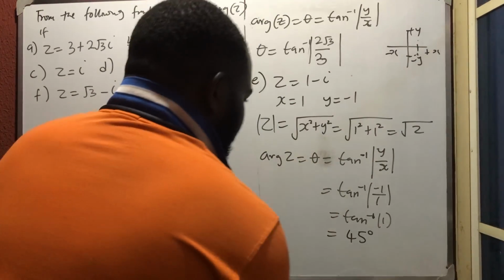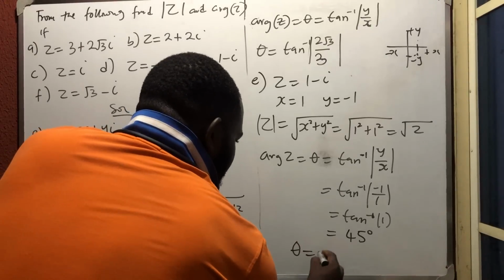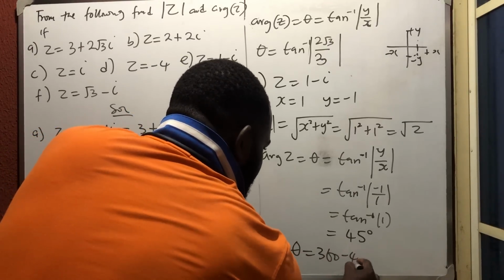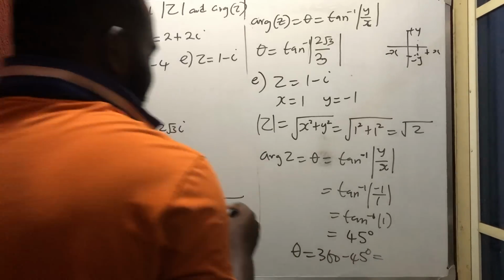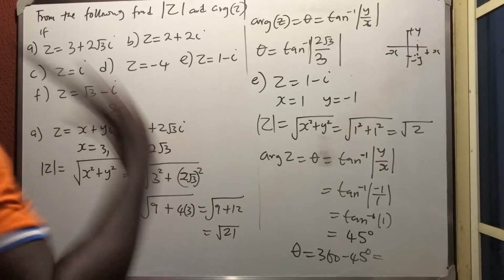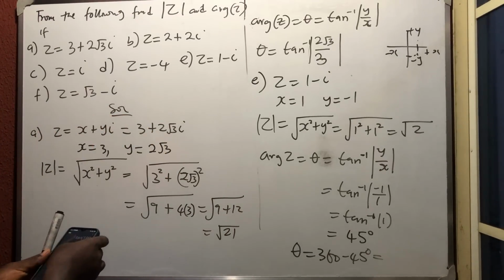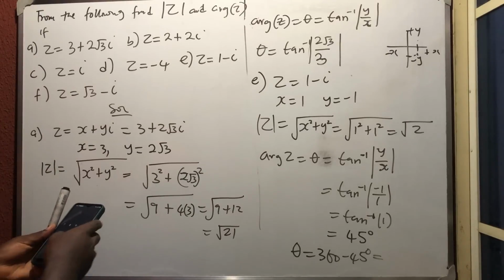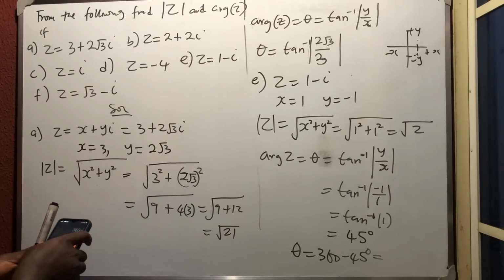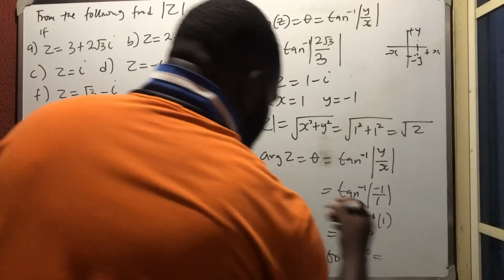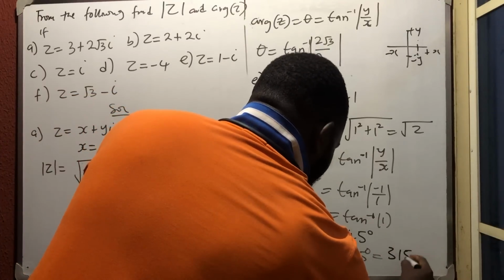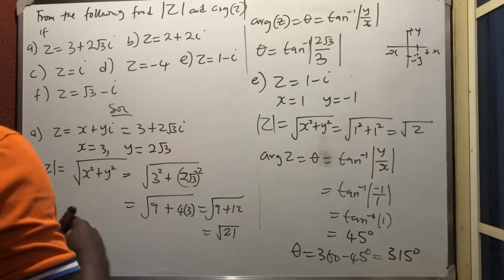Since it fell in the fourth quadrant, my theta should not be what? 360 minus that 45 degrees, so that my answer will be in the fourth quadrant, okay? So that's why you need to draw it, so that you know where your answer will fall. 360 minus 45, so this is 315 degrees, okay? So that is for E.